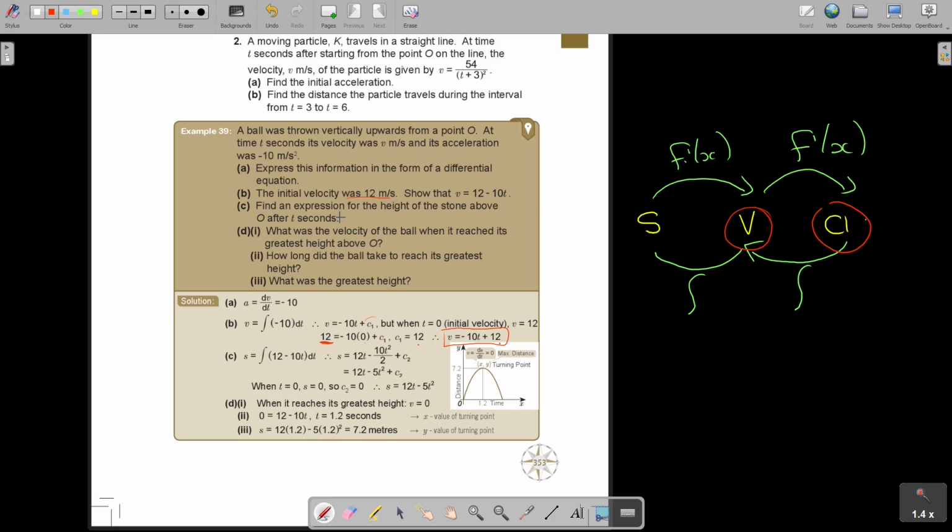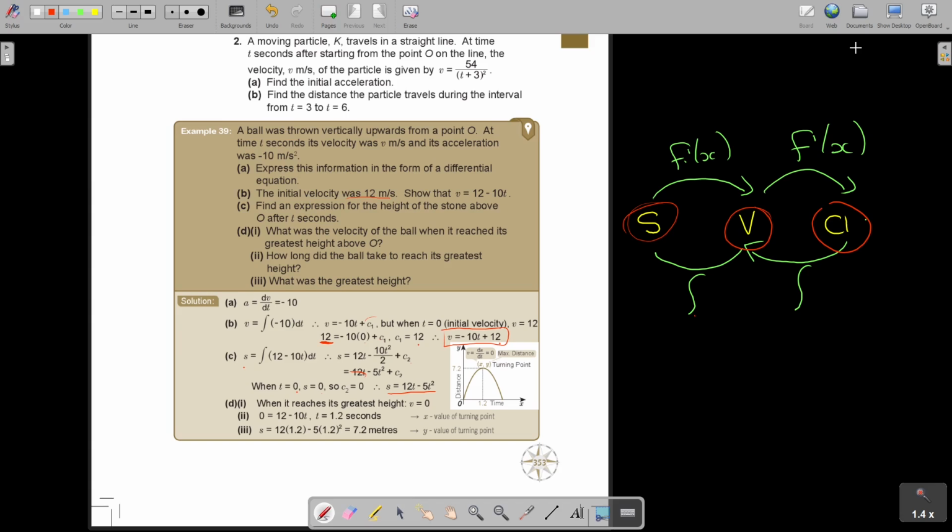And now they say, find the expression for the height of the stone above O after t seconds. Now again, that is height. I will integrate, and I integrate again to get the distance formula. But don't forget again your c2. As soon as the time is 0, the distance is 0. So if there's no time, it didn't move. So I put 0, 0, to get the value of c, and that's then 0. And there is my distance formula, and then I can work with it. I think up to there, it's going to be helpful enough. Initial, remember that, initial is when time is 0.